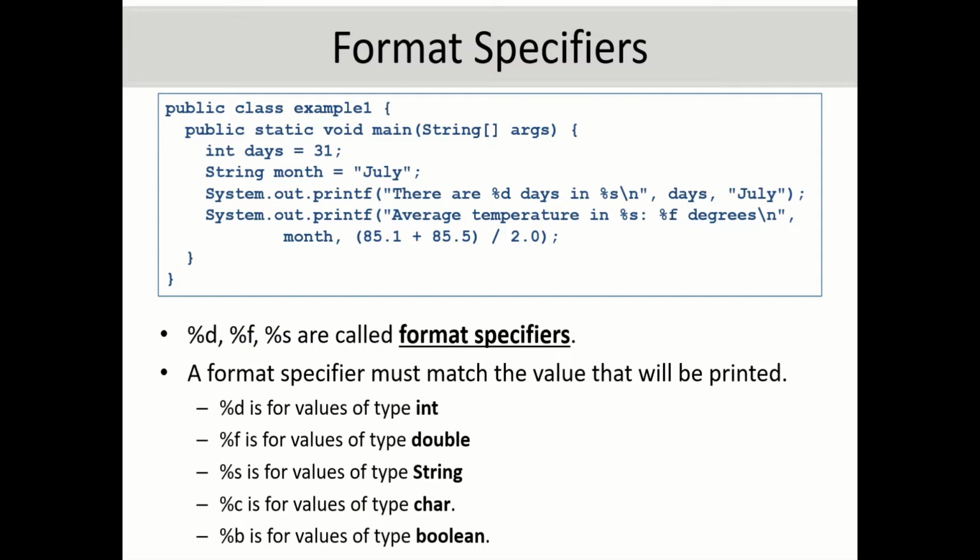How do you call the %d, %f, %s? These are called format specifiers. Again, %d, %f, %s are called format specifiers. A format specifier must match the value that will be printed. So we have %d for int, meaning you're going to call an int variable or value. Then we have %f for double or float or any value that has decimal places. Then %s for string, %c for char or character, and %b for boolean. So let us have an example.